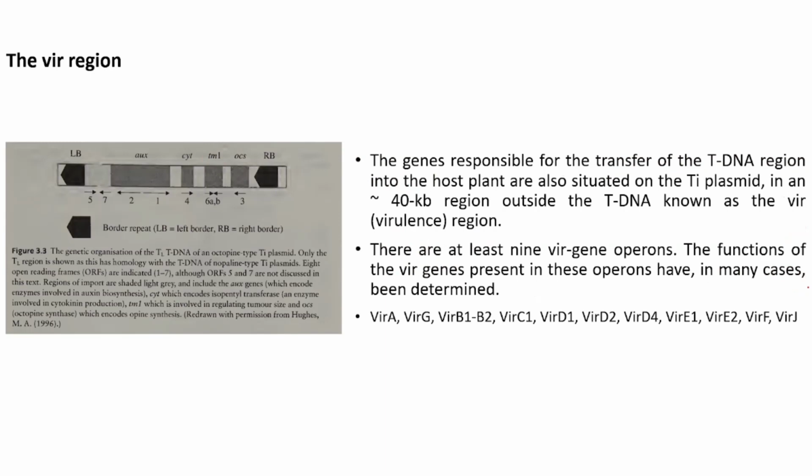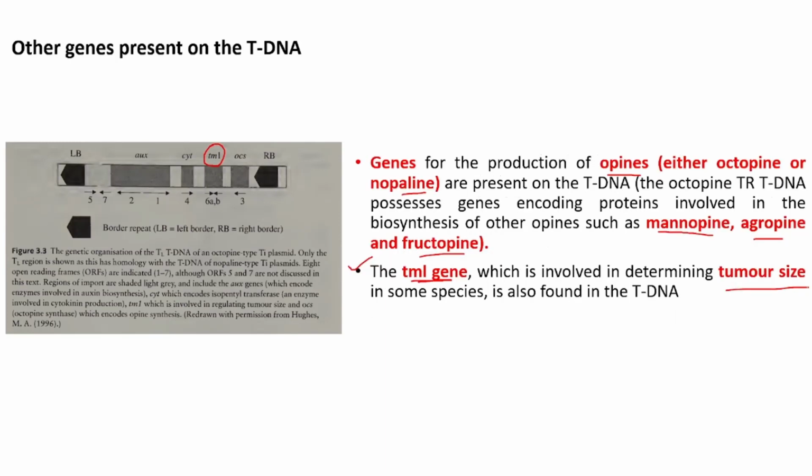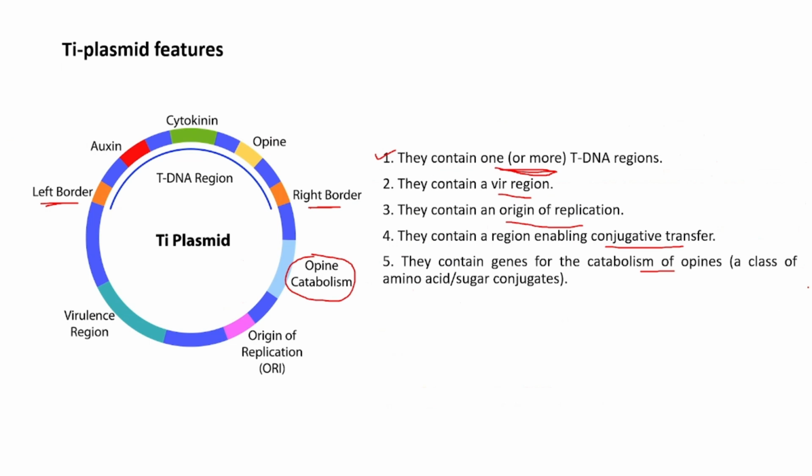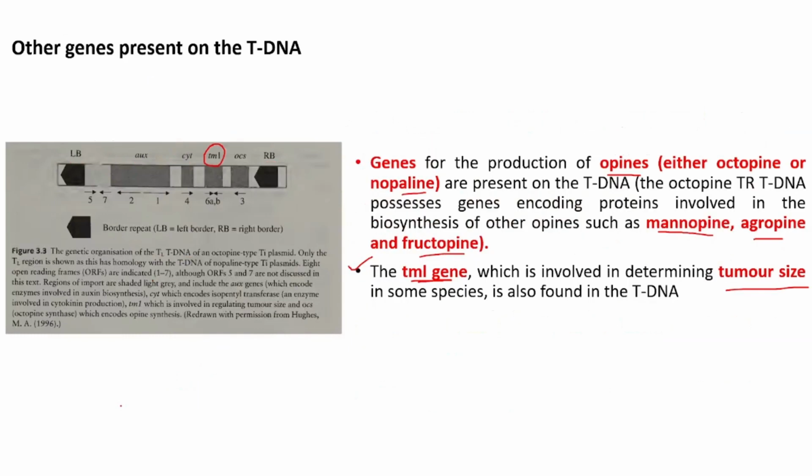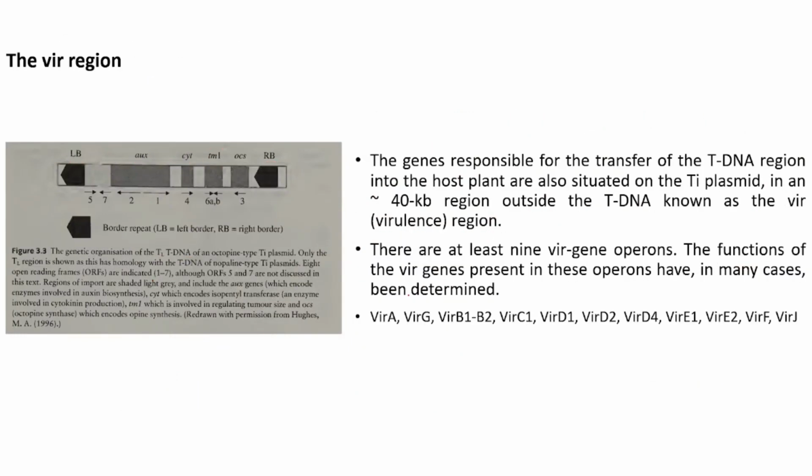Okay, now we come to the VIR regions. So if you remember, VIR region means the virulence region. The Ti plasmid contains one virulence region also, and this virulence region helps in the transfer of the tDNA from the bacteria to the plant cell. Now we will discuss this. The genes responsible for the transfer of tDNA into the host plant are in the virulence region, and it is approximately 40 kb in length.